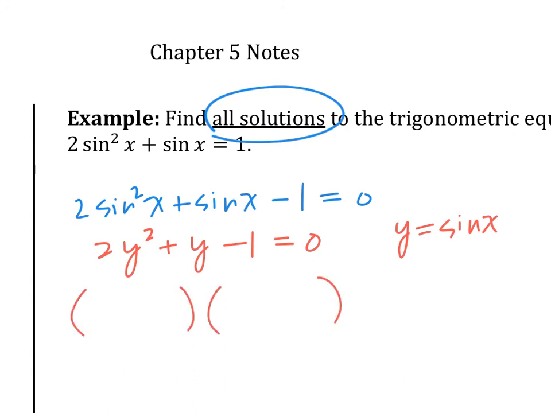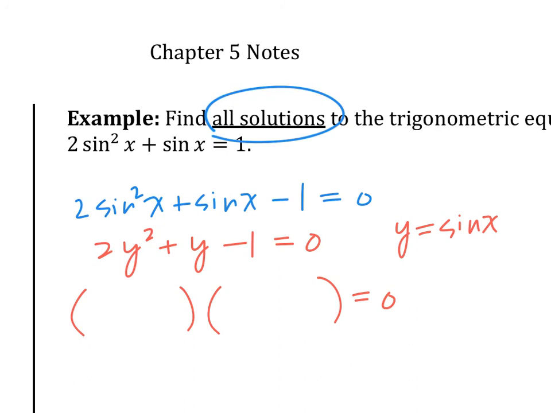Once we factor, we're going to put sine back in. And now I have a factored form. I'm going to make each factor equal to 0 and solve. So go ahead and finish. Let me know when you're done. And we'll talk about what all solutions mean.